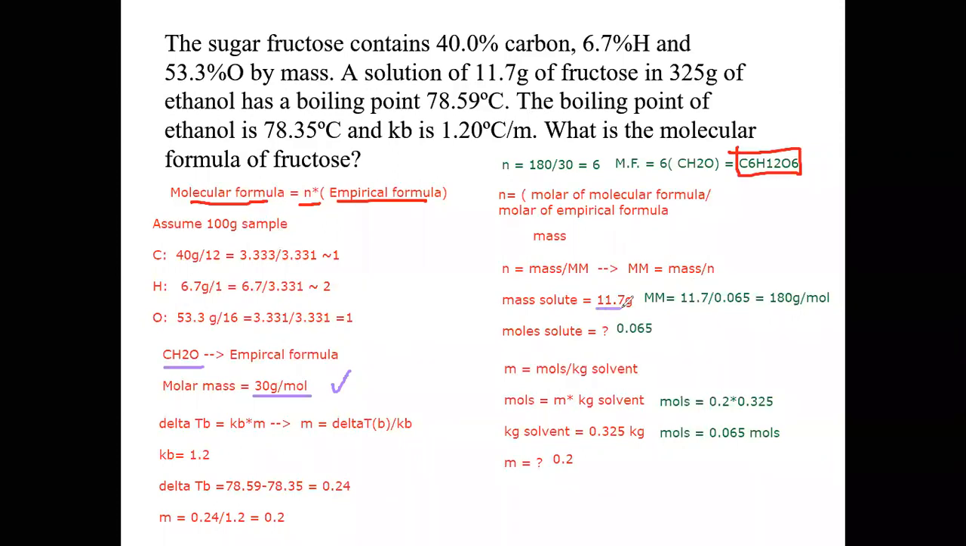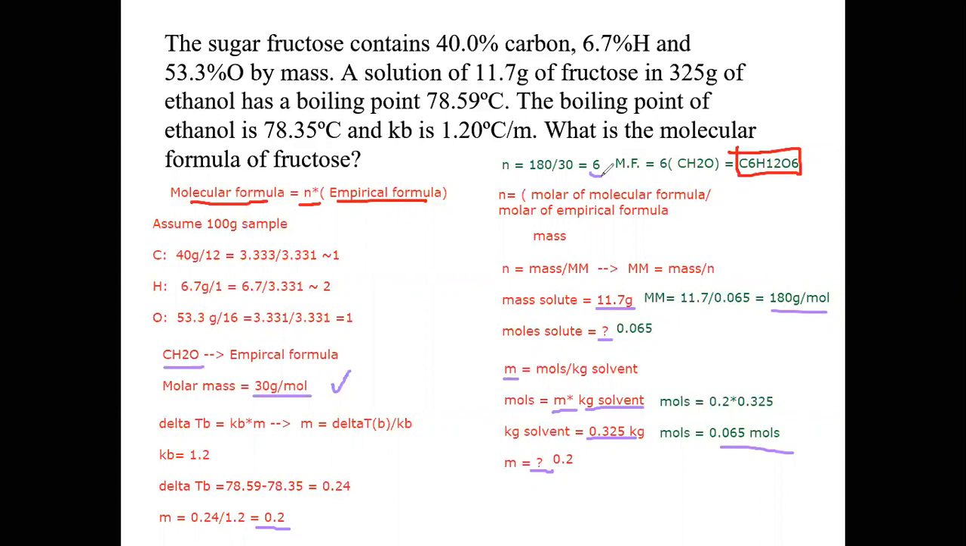So it gave us the mass of solute, but not the moles of solute. So in order to find moles, we have to look at molality. So moles equals molality times kilograms of solvent. So in the problem, it gave us the mass of solvent. We converted that to kilograms, but it did not give us the molality. So then using the boiling point information and the KB, we could determine the molality. And once we had that, we can find moles, and then the molar mass of the molecular formula, and then the ratio 6.